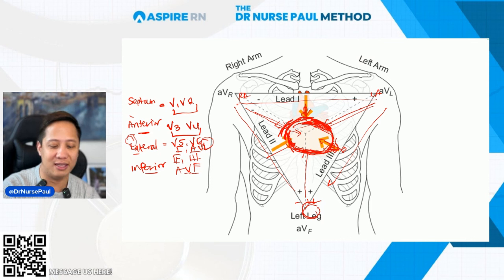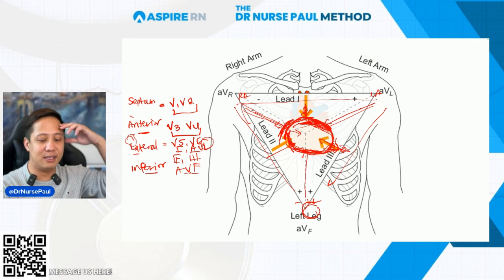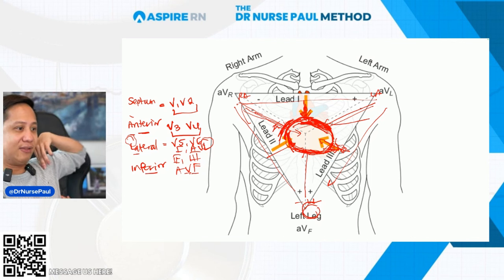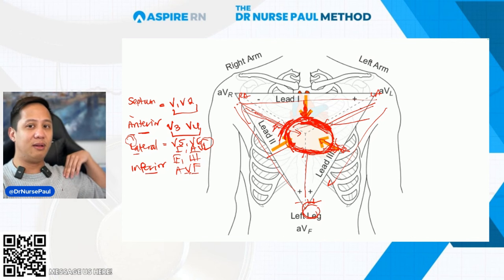It looks like it's at the top. Incorrect. The top of the heart is facing the right side. This is the bottom of the heart. The heart is tilted, right? This is your top, this is your bottom, and this is your lateral. So what leads are facing that? Lead one, lead L, and then V5, V6. You got it, nurses?